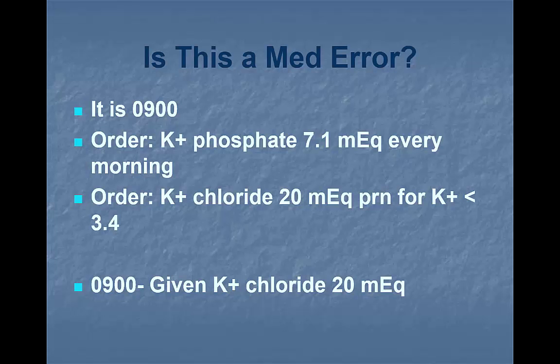Okay, so it's 9 o'clock and the main order is for the potassium phosphate every morning. That's what should have been given. The only reason you'd give the potassium chloride is if you looked at labs and the potassium was less than 3.4. So this would be considered a med error. Probably not going to hurt the patient, it's just potassium, but it is still wrong, it's still incorrect.